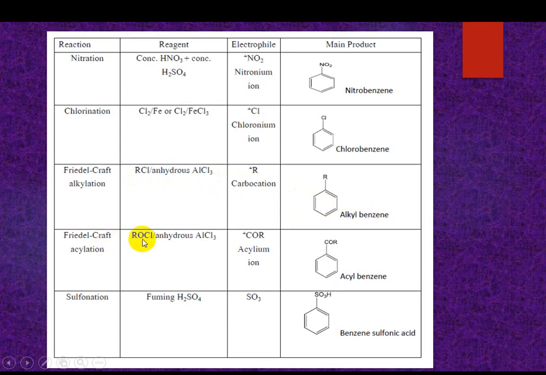Friedel-Crafts acylation: RCOCl, this is the acyl group, the acylium ion forms, the electrophile is the acylium ion, then forms acyl benzene. Sulfonation: fuming sulfuric acid is the reagent, the electrophile is SO3, and the product is benzene sulfonic acid.